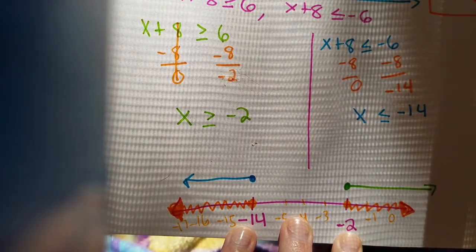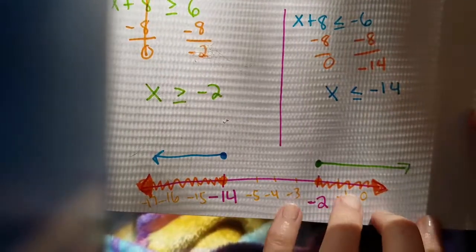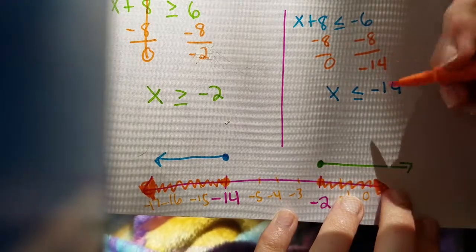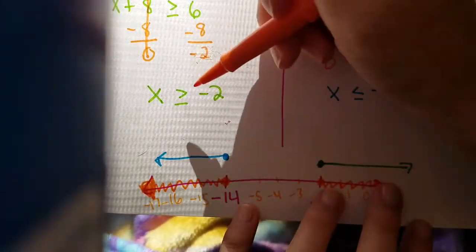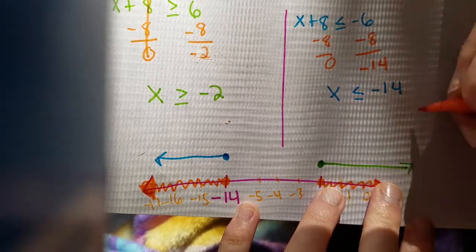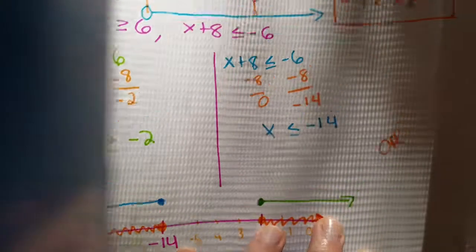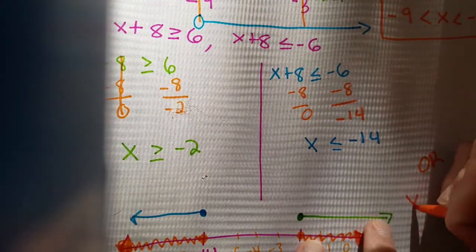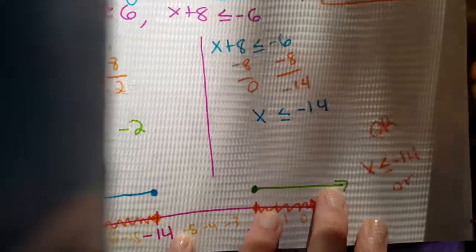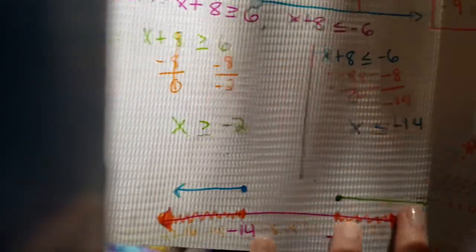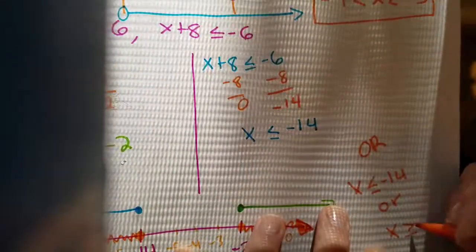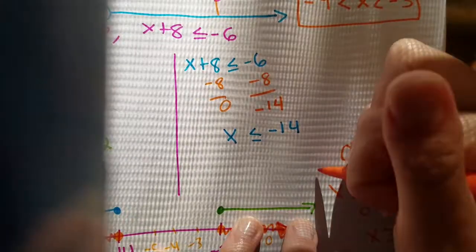Alright, so we know this is an or because the arrows go different ways. So for my final answer, ors are a little easier to write. You just basically write both of these with an or in between. It doesn't really matter which one you pick first. I'm going to say x is less than or equal to -14, or x is going to be greater than or equal to -2. And that would be my final answer.